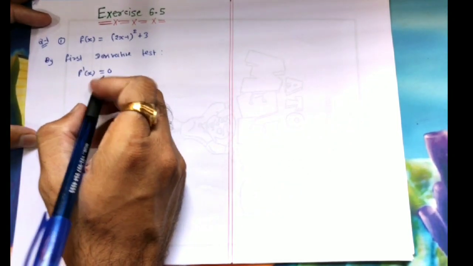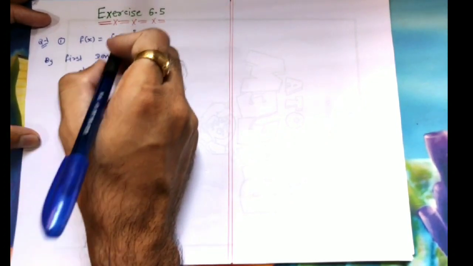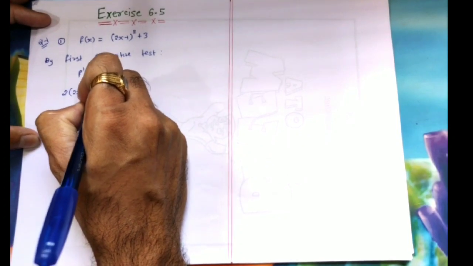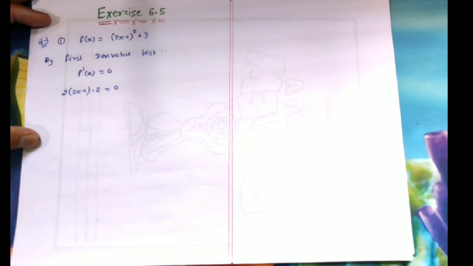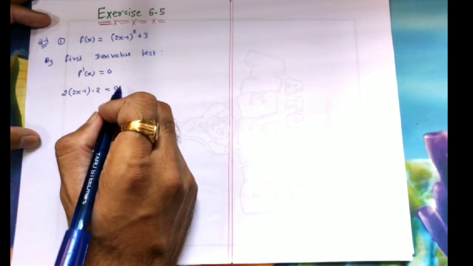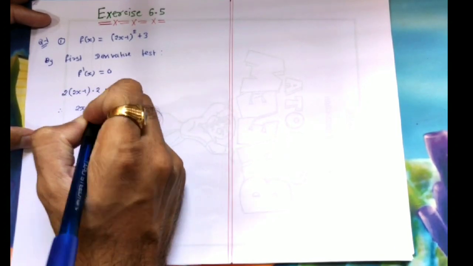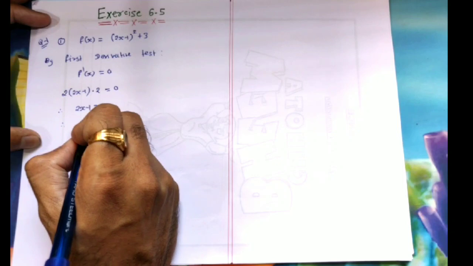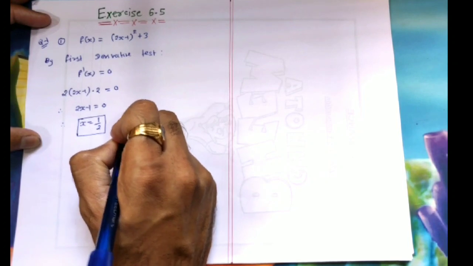So our f dash x equal to 0. f of x is (2x minus 1) whole square plus 3. So its derivative is 2 into (2x minus 1) into again the derivative of 2x, which is 2, plus the derivative of 3, which is 0, and this is equal to 0. So these two 2's make 4, and we can divide by 4 on both sides, so it's 2x minus 1 equal to 0. And therefore we are getting our first critical point, or we can say extreme point, x equal to 1 by 2. So this is our critical point.